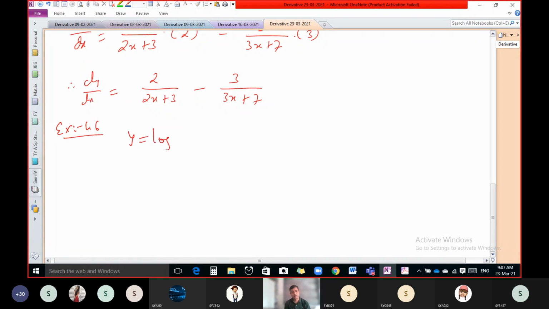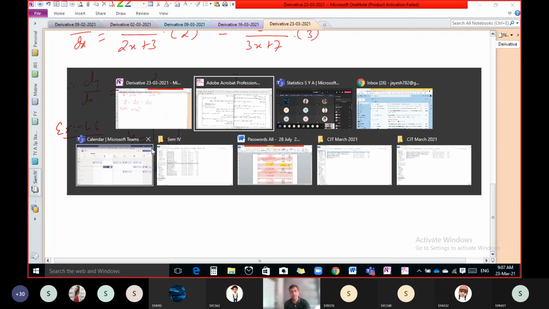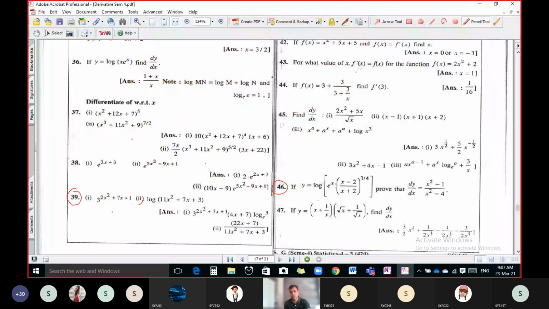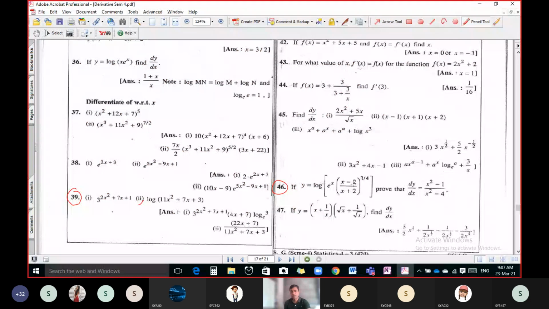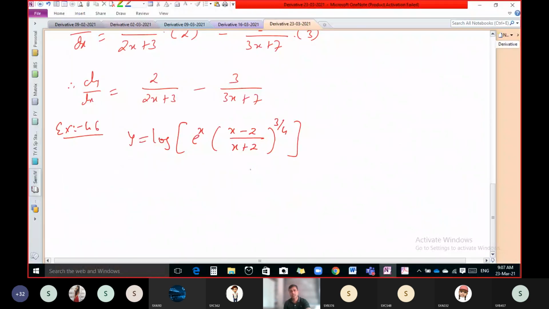y = log(e^x ((x − 2)/(x + 2))^(3/4)). We have to prove that dy/dx = (x² − 1)/(x² − 4). It is slightly lengthy.